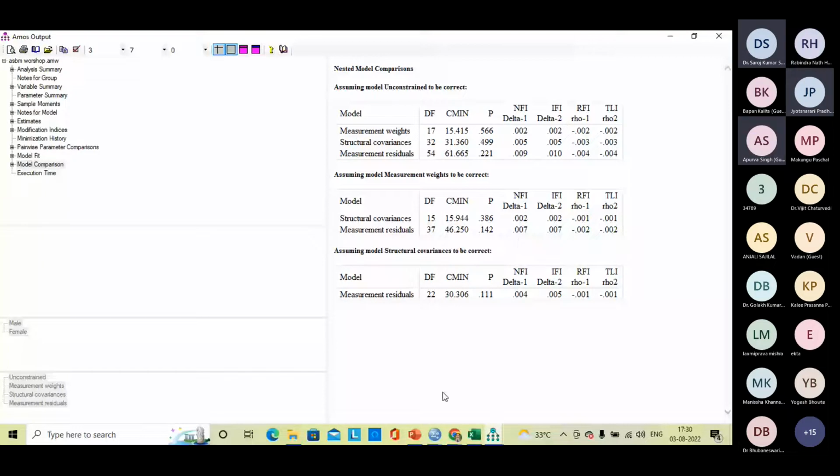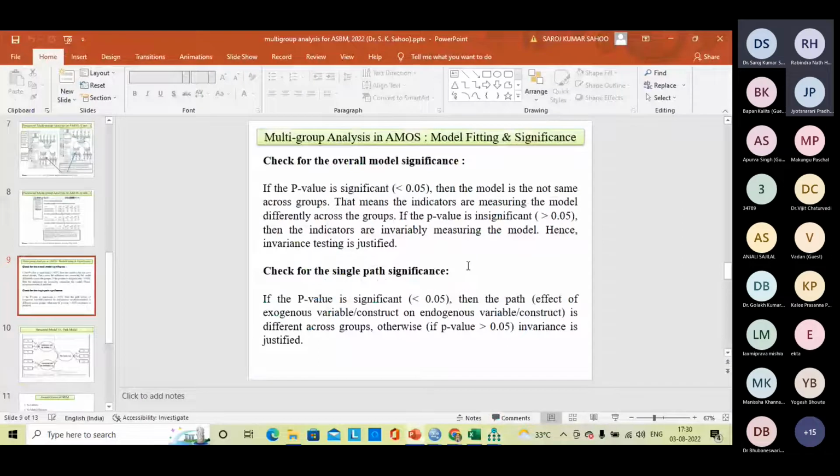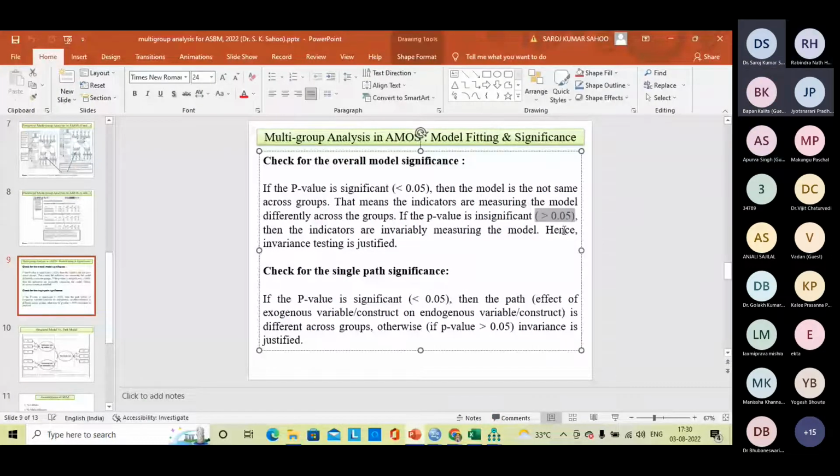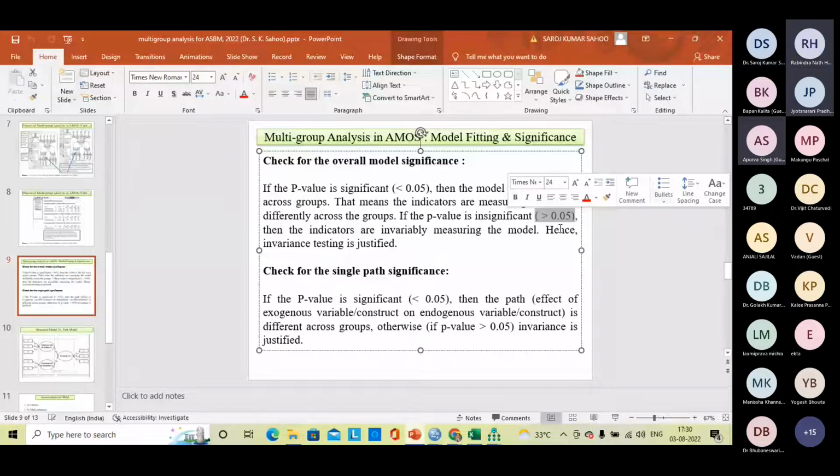What is our thumb rule? Look at my PPT. What is our thumb rule? Thumb rule is it should be more than 0.05. Please mute yourself. Anybody's voice is disturbing. Please mute.